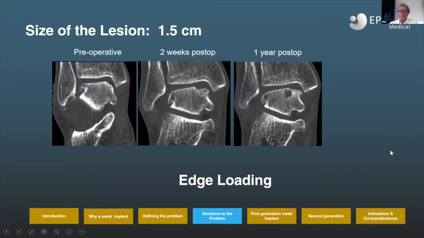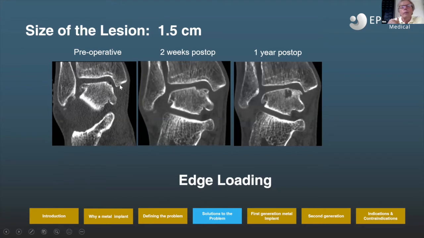And in order to understand the mechanism of the metal implant, I will show you this interesting patient. It is a patient with a defect. This is the preoperative CT scan. This is maybe a 1 centimeter lesion. It's the average lesion that you see in a patient with a localized osteochondral defect. I operated the patient, and 2 weeks post-operative, we made a standard CT scan. We did not do it because of complaints, but because of a scientific research project.